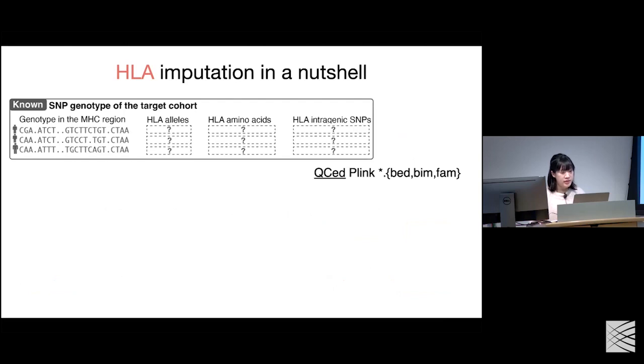So as a known input of the target cohort, we use post-QC genotyped SNPs in the MHC region, but unknown HLA alleles, amino acid sequences, and HLA SNPs. And I'll elaborate more on how we should do the QC of the genotype in the MHC region later, because it sometimes needs specific considerations.